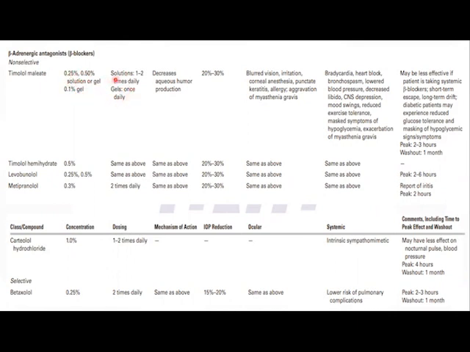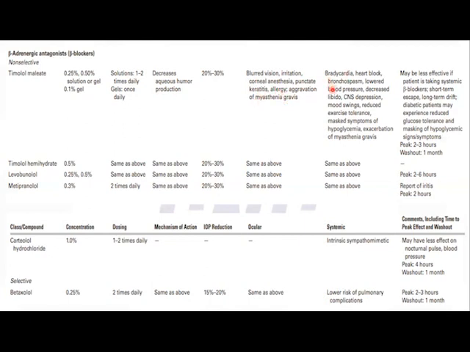Usually its dosing is once to twice daily, BD, and gels once daily. Their mechanism of action is decreasing aqueous humor production, as we discussed before. Ocular side effects are blurred vision, irritation, corneal anesthesia, punctate keratitis, allergy, and aggravation of myasthenia gravis.